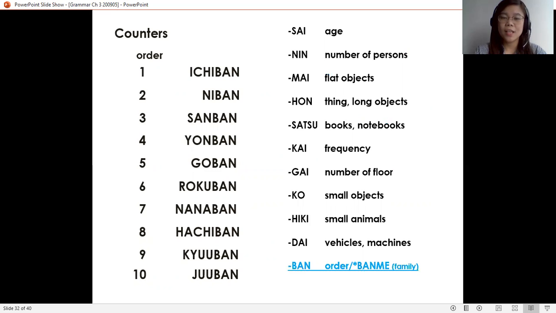You often hear me saying these when we run through the reibun in class, so I am basically counting the number of the example. Just one thing to take note of: when you want to give your order in the family, you use banme. Let's say you're the second in your siblings, then you can say ni banme. When you're the eldest, you can say ichiban me, or you can also say ichiban ue, like number one on top. And if you're the youngest, you can say ichiban shita, or you're at the very bottom.